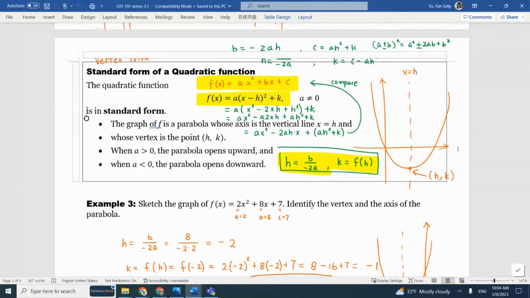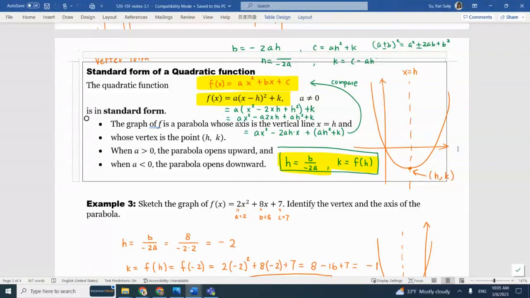And then the standard form, or the vertex form, is a times (x minus h) squared plus k. Keep that in mind. This is so important. Oh, we have a handout today. If we're given the general form, how do we change it into the standard form, or vertex form? This is the formula. Last time I showed you why we get this formula. So keep that in mind: h equals b over negative 2a, and k equals f of h.